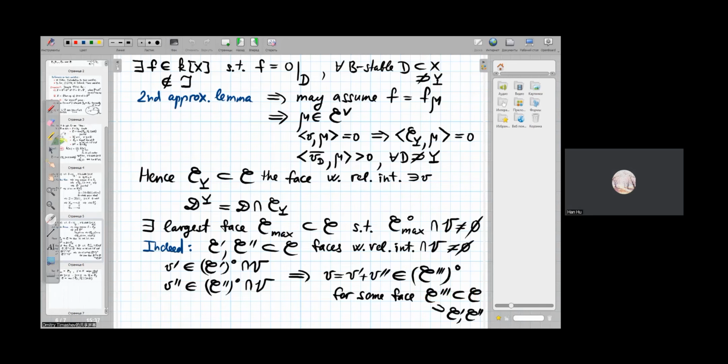Then this function takes 0 value on V, and it takes either positive or 0 values on the other faces. So it must take 0 values on both of them, and therefore it takes 0 values also on these faces, because these guys are in the interior. And we have a supporting function.